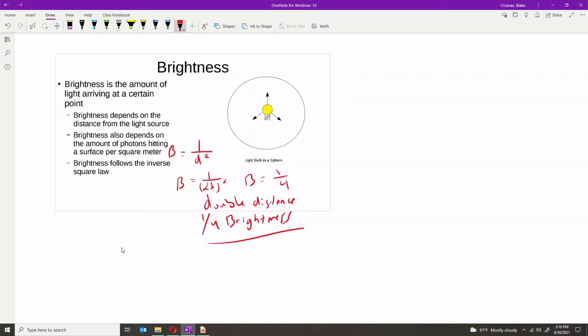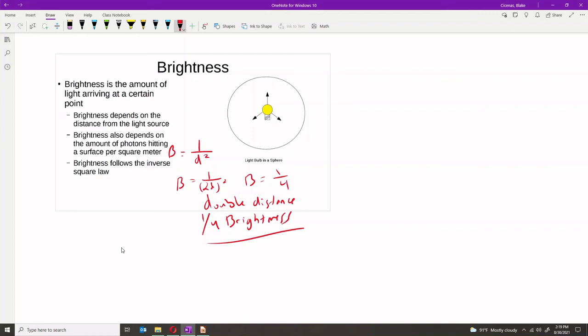So that's why it's hard to see a lot of objects, and it's amazing that we can see a lot of objects as far as they are. That just proves how bright they very much are, since it drops off so fast with distance. Another thing is it depends on the amount of photons hitting the surface per square meter. If you don't have photons, you can't really see light. There is a limit that we'll talk about, I think, in chapter 6, about how many photons you actually need to register it in your brain, or how many photons you really need before you can make pictures or images of it. But brightness does depend on both the amount of photons hitting, and also how far you are from the light source.